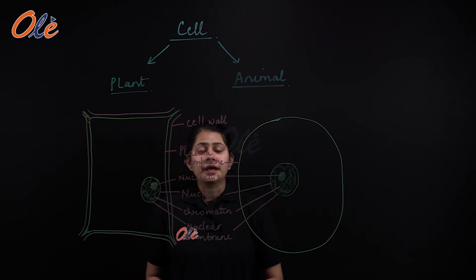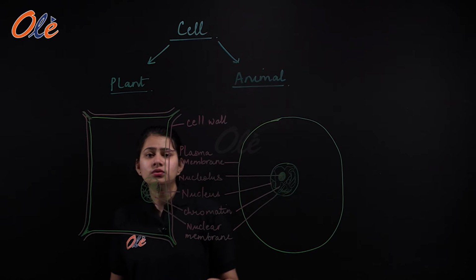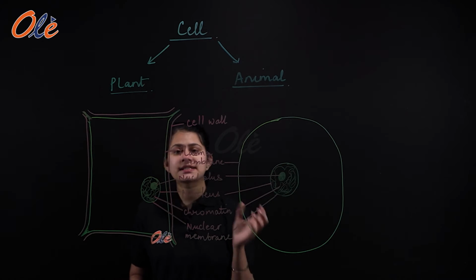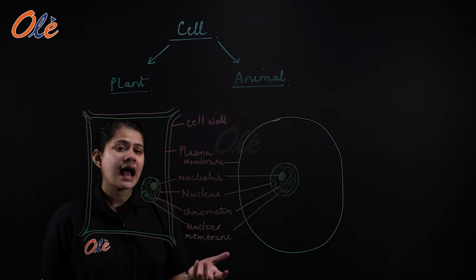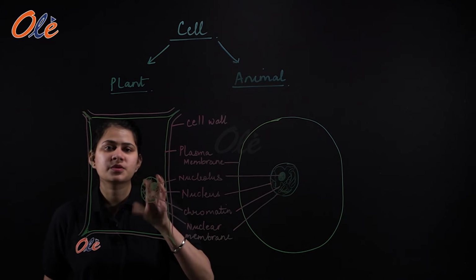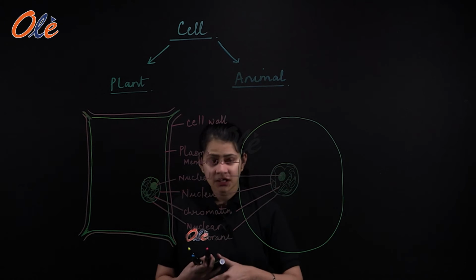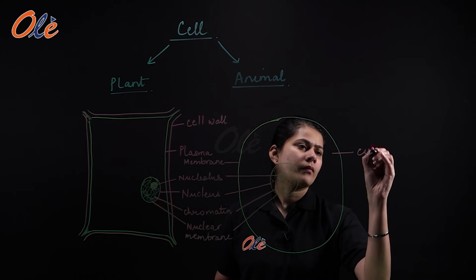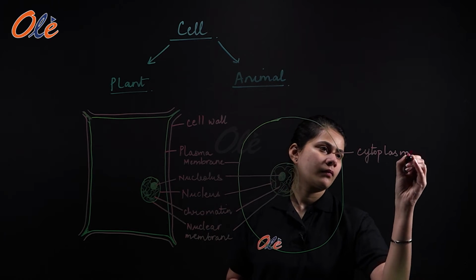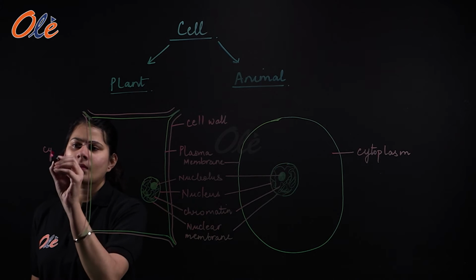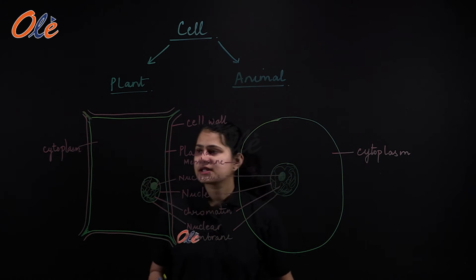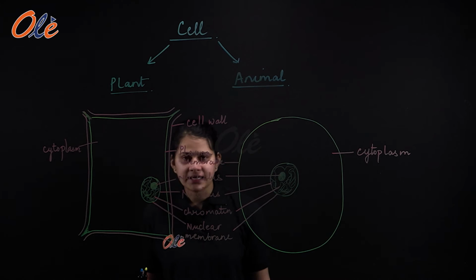Alright, okay. Next thing, we come to the cytoplasm. The cytoplasm is divided into the cytosol, which is the liquid medium, as well as the organelles which are embedded inside the cytoplasm. So let's just mark the cytoplasm first. Okay, so the cytoplasm is present in both the plant and the animal cell.